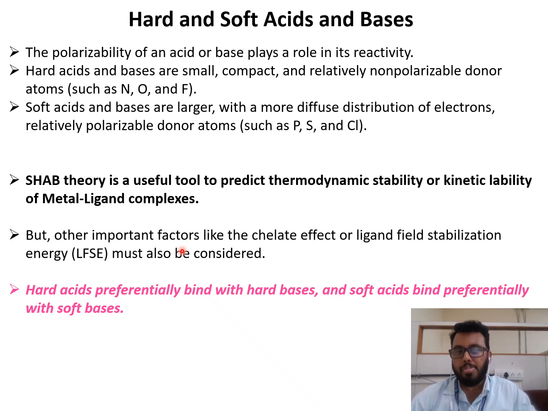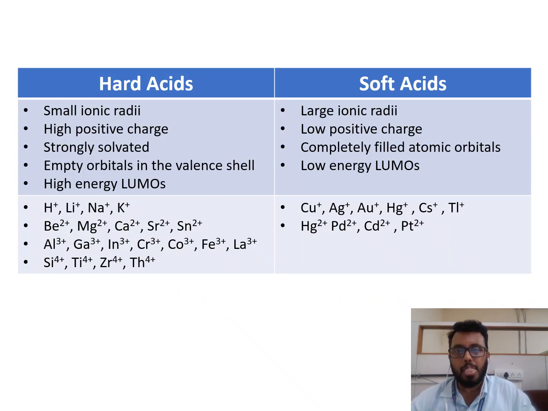So the concept is very simple. Hard acids preferentially bind with hard bases. Similarly, soft acids would bind preferentially with soft bases. Hard interaction will be stronger. Soft interaction will be stronger as well. Whereas when a hard acid, instead of interacting with a hard base, is interacting with a soft base, then obviously the stability of the complex will be lower. Are you able to follow me? Okay. So let's see the next one.